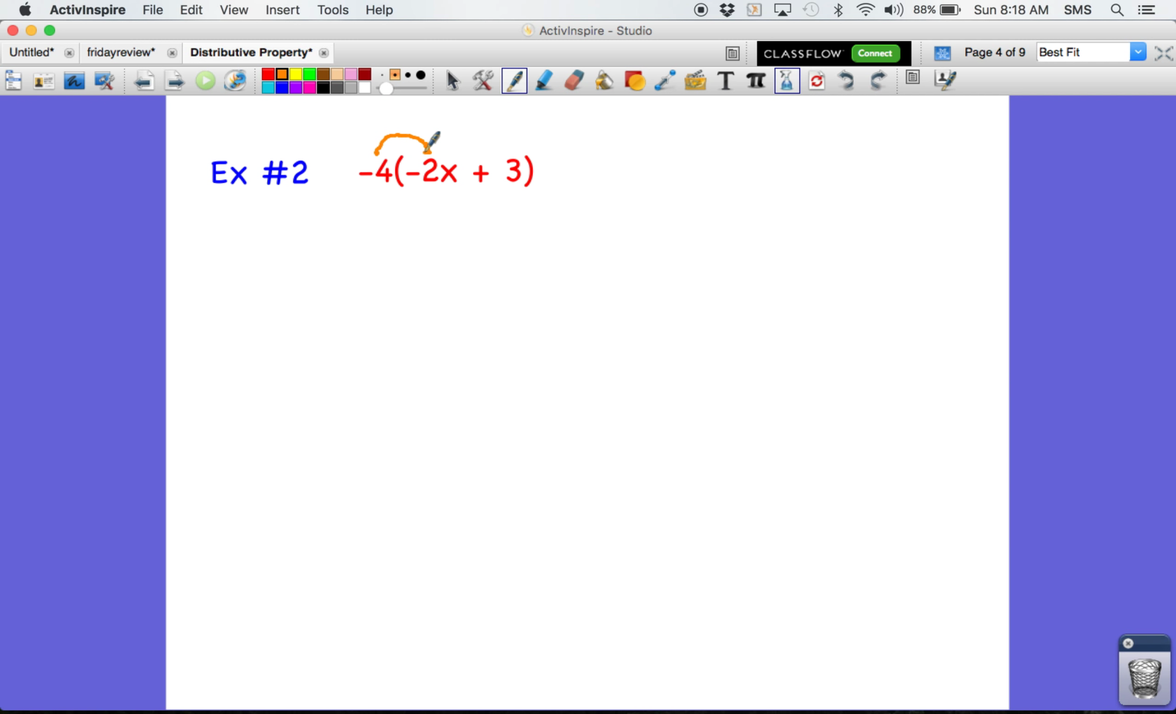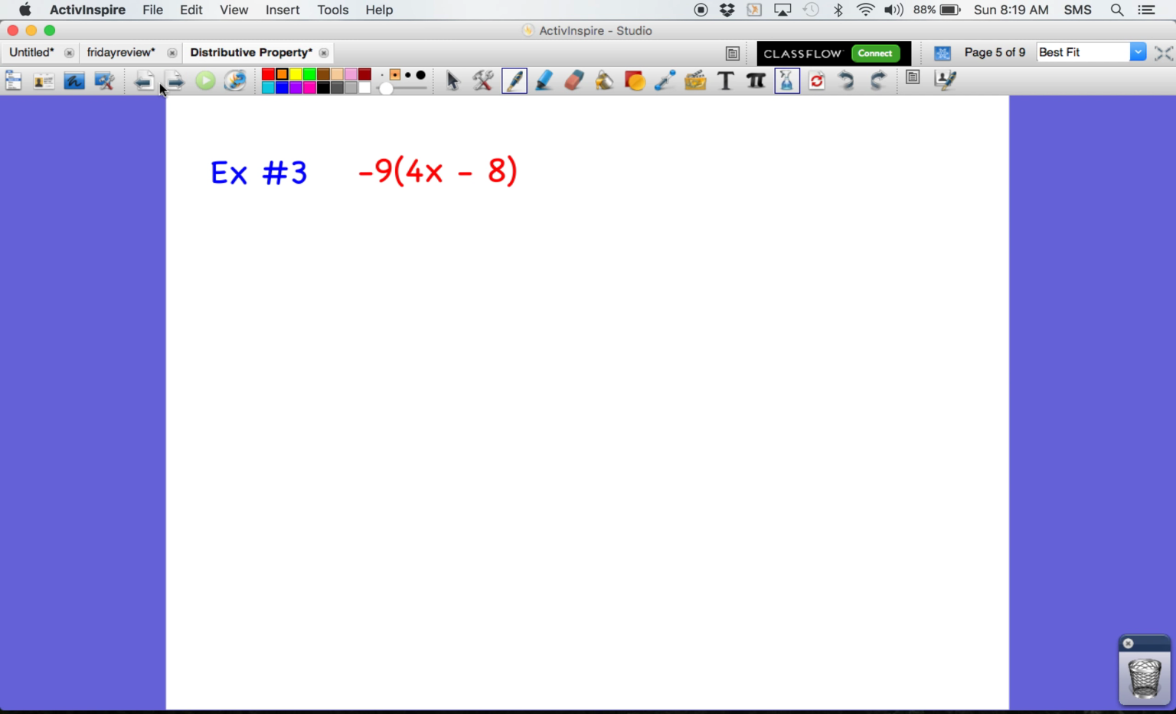So I can take negative 4 and multiply it by negative 2x. You can take negative 4 and multiply it by 3. Negative 4 times negative 2x, negative 4 times negative 2 is positive 8. So I have a negative times a negative is positive. 4 times 2 is 8. And then I just bring my x along with it, and that just stays attached. Negative 4 times positive 3, negative times a positive is negative. 4 times 3 is 12. 8x minus 12. And I'm done.